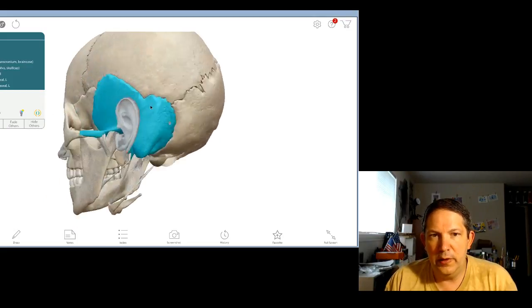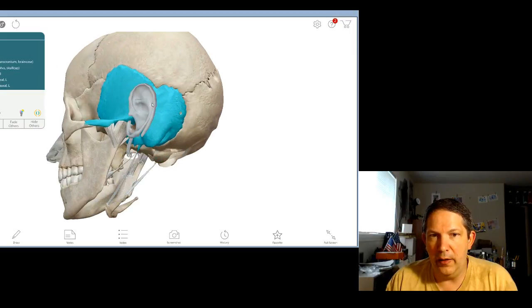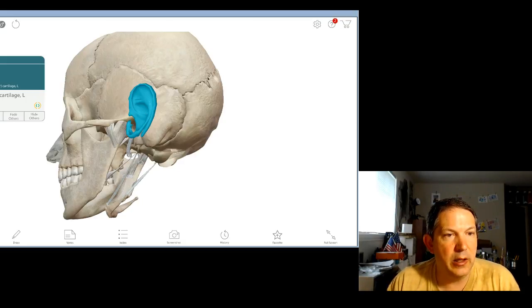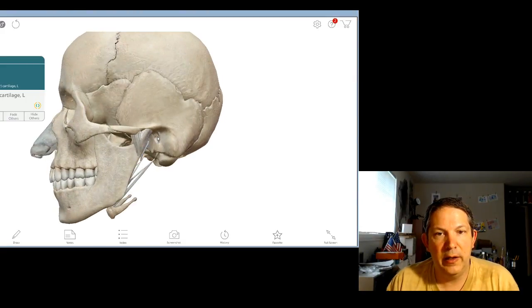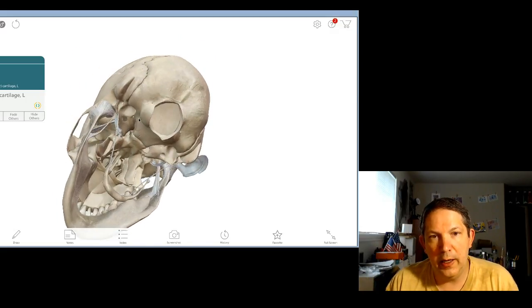The temporal bone contains the inner ear, the middle ear, and the external acoustic canal, or meatus. I'm going to hide the ear cartilage here, and so we can see the opening of the ear canal there. That opening is called a meatus, an opening to a canal. So the external acoustic meatus goes into the external acoustic canal.